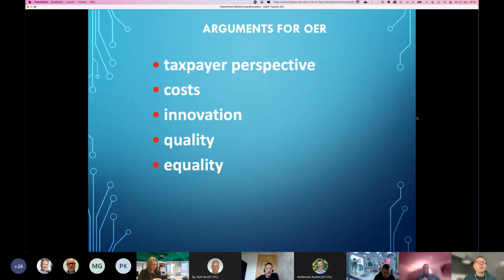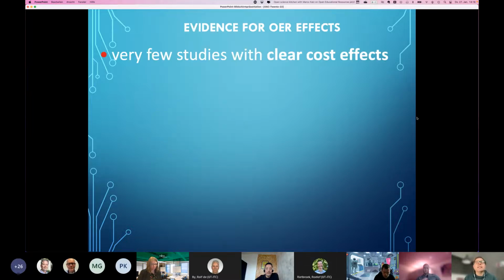It's more or less the same overview, and I need to jump a little bit faster. I think our evidence of the effects of OER is still at the moment very, very low. There are some studies with clear cost effects, mostly coming from US textbook studies. So in the US, you have very high costs for textbooks, and there are several studies in which proprietary textbooks, high costs, have been compared to low-cost textbooks. And of course, effectively, you could see that students need to spend less money for their learning.